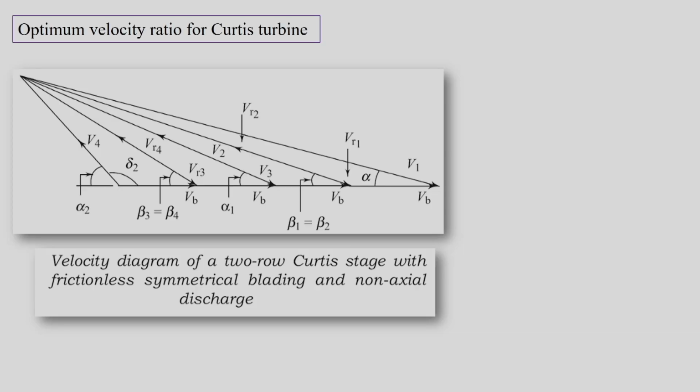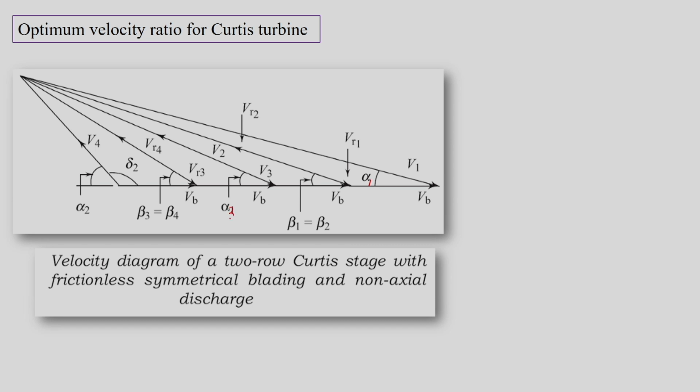Now, we will go ahead and see what the formula for the optimum velocity ratio for the Curtis turbine is. So, let us draw the velocity diagram for the Curtis turbine again, and in this case we are not drawing the diagram for axial outlet, we are saying that it is non-axial discharge. But here the diagram still corresponds to the fact that the blades are symmetric and there is no friction. So, we have ideal blades.